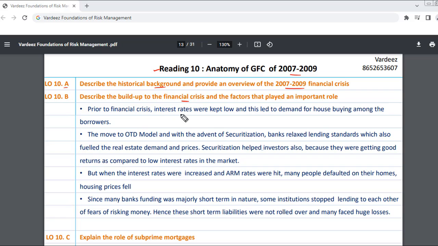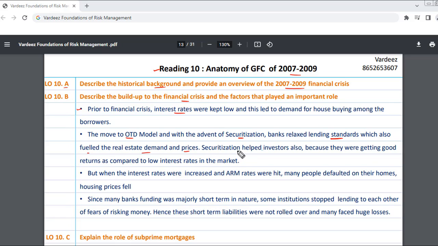Prior to the financial crisis, interest rates were kept low, and this led to demand for house buying among the borrowers. We've already talked about this in the last slide. The move to the OTD model with the advent of securitization, banks started relaxing their lending standards, which also increased the real estate demand and the overall prices. See, as I told you, everything that we will read now will all make sense to us. It will follow from the previous chapter.